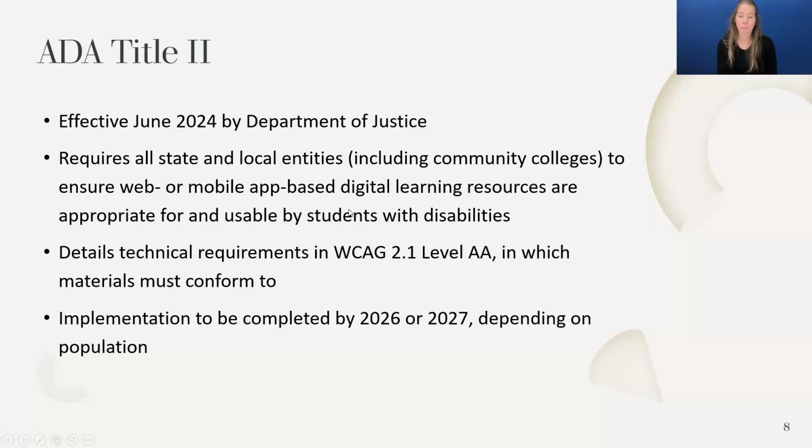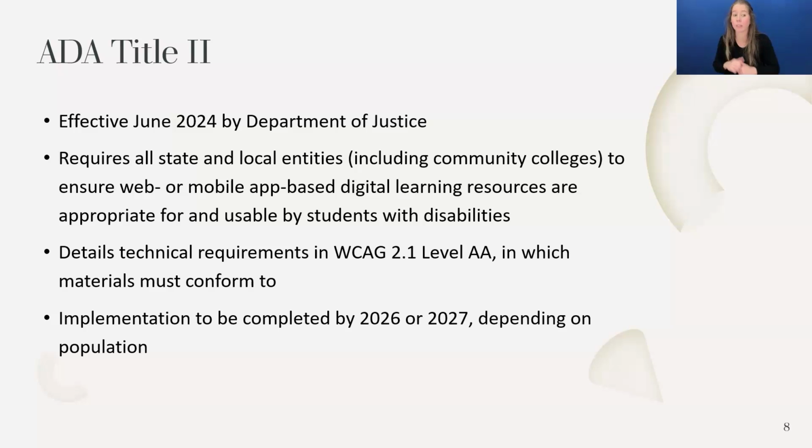So as I mentioned earlier, the Department of Justice issued a rule revising Title II of the Americans with Disabilities Act. And in this ruling, they established specific requirements, including the adoption of a specific technical standard for making accessible web information and services. And so that includes content that we publish in our Canvas courses.